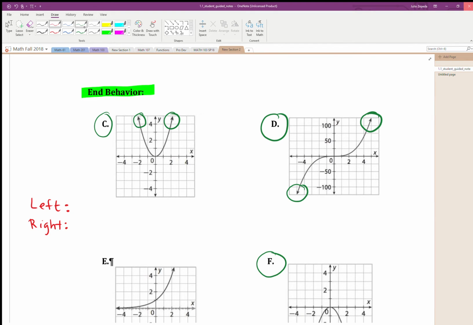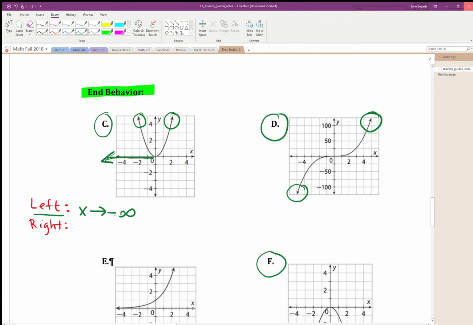Okay, so for this first graph, we can see that on the left, it's going up to positive infinity. Okay, so the way that we would write that, instead of saying left, we're going to write as x goes to negative infinity. Okay, since the negative numbers are on the left side of the graph. So when I say x goes to negative infinity, we're talking about going to the left on the x-axis.